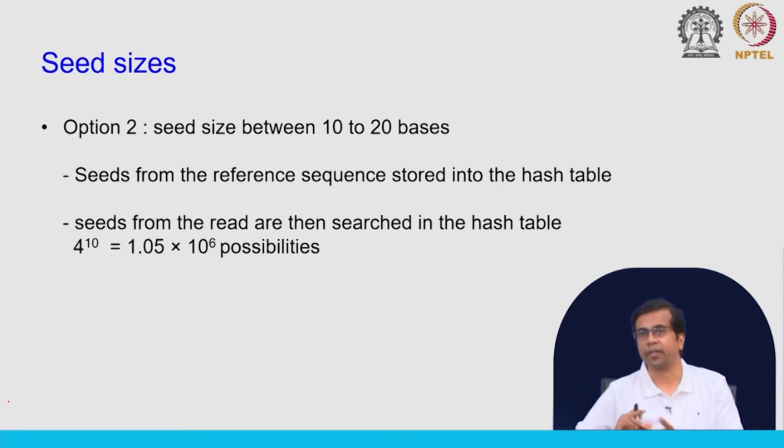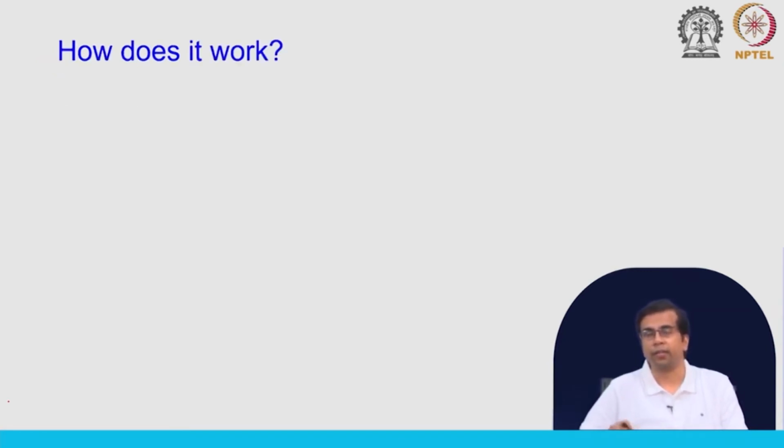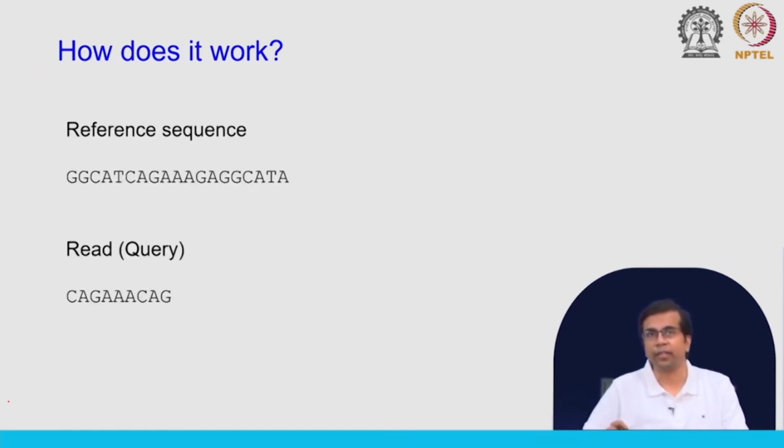And if we have a seed size of 10, this is about 4 to the power 10 possibilities, which is close to a million possibilities. So, this is quite manageable compared to the earlier scenario. And once we have done that, we generate these seeds from the read sequence and then search against this hash table. We have a million possibilities, and among them we have to match from the read. So, let us look at how it works, and we will take some examples.